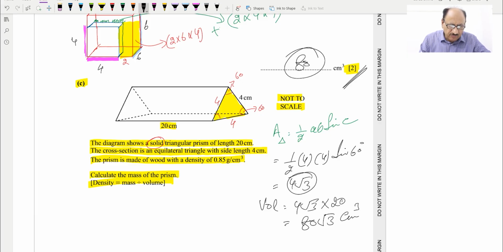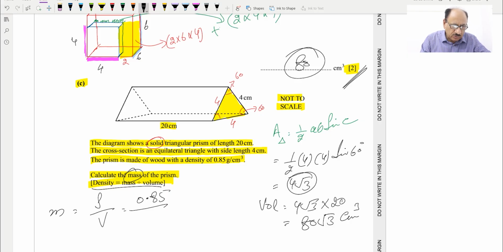Now the next thing which we need is we will apply the formula. We know density is equal to mass over volume, and we require what? We require to calculate the mass. So mass will be equal to density over volume. So rho will be, density is provided, 0.85, and divided by mass will be equal to density over volume.